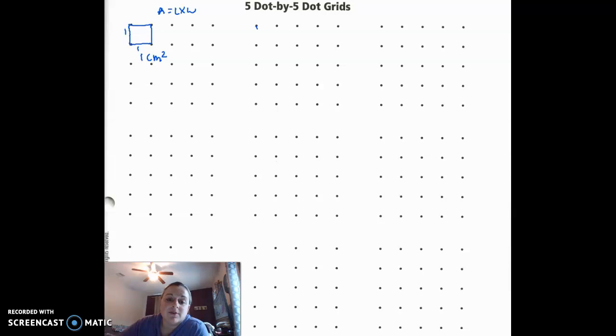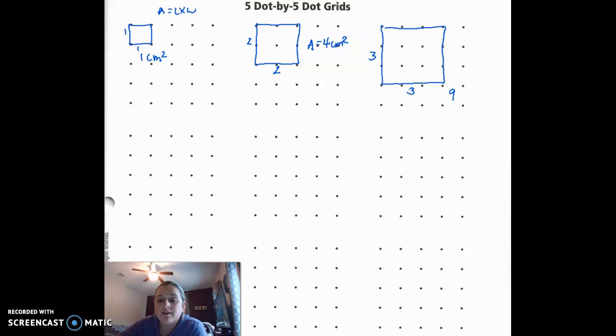All right, so let's look at this one. Let's try a 2 by 2, and it's got to be square, so the side lengths have to be the same. So this one's a 2 by 2, giving me an area of 4 centimeter squares, which is different than the other one. Let's try a 3 by 3. 1, 2, 3. 1, 2, 3. This one has an area of 1, 2, 3, 4, 5, 6, 7, 8, 9, or we know it's 9 because 3 times 3 gives me an area of 9 centimeter squares. All 3 areas are different so far, so all 3 squares are different.